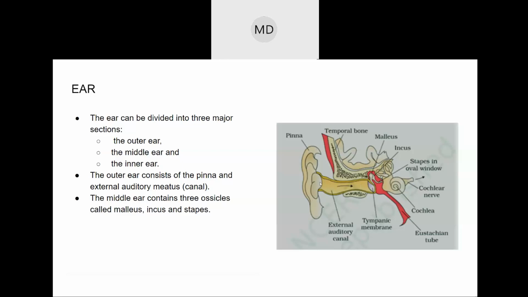This one is the outer. This is the pinna, this is the outer, right? Then the middle is this portion, three parts, and this one is the inner. The cochlear nerve and everything, the Eustachian tube, all will be included in the inner. This tip is the incus and malleus. This portion is the middle, and this one, the whole canal and the pinna. Pinna is the external flap, so that is the outer. These are the three parts.